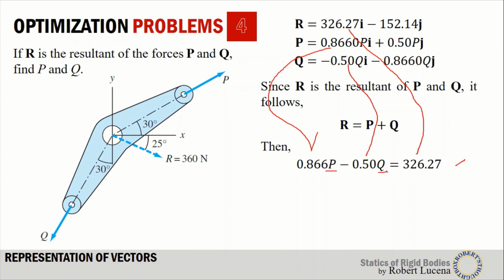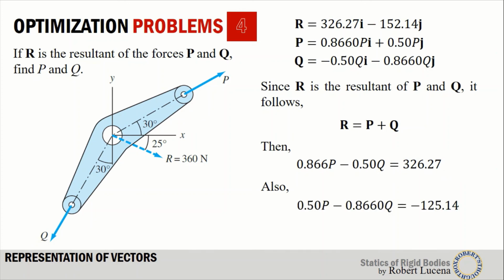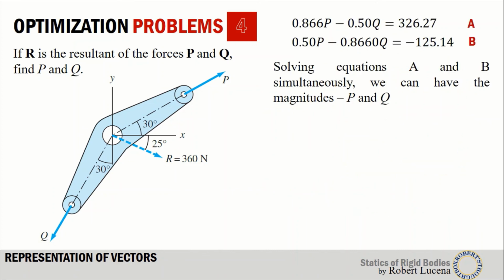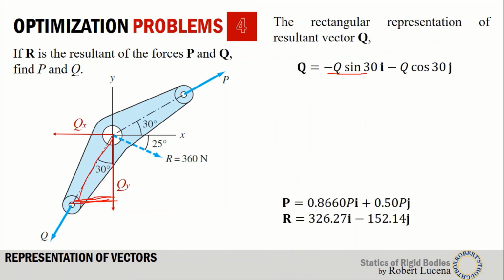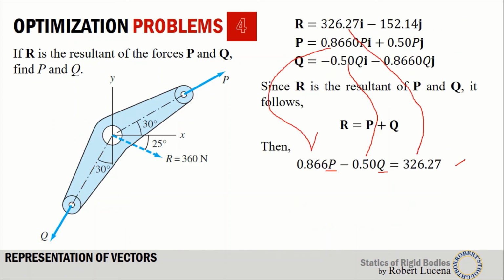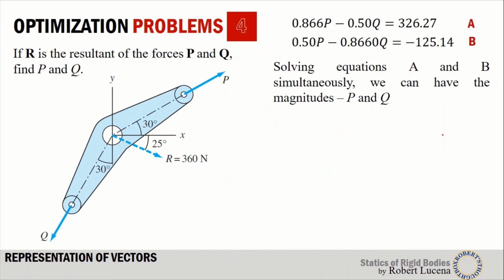We still need another equation for us to solve P and Q. Also, if you add up the y components of P and Q, you must have the y component of the resultant R. So that is 0.50P minus 0.8660Q equal to, I'm sorry, this is 152. Just check it out. This might be a little error, but still the concept is okay. Is it 125 or 152? Let me just check. 152 it is.